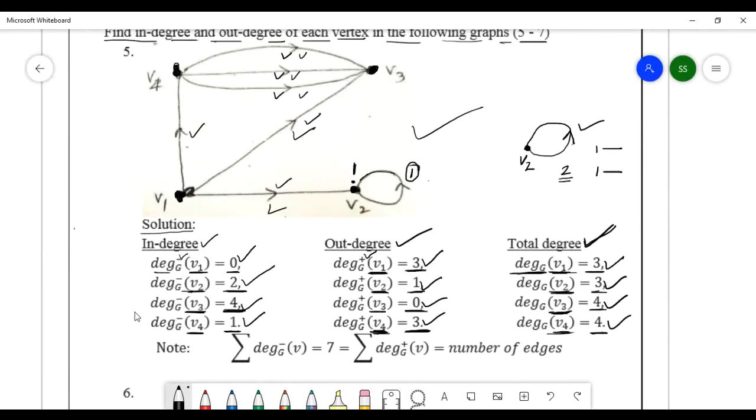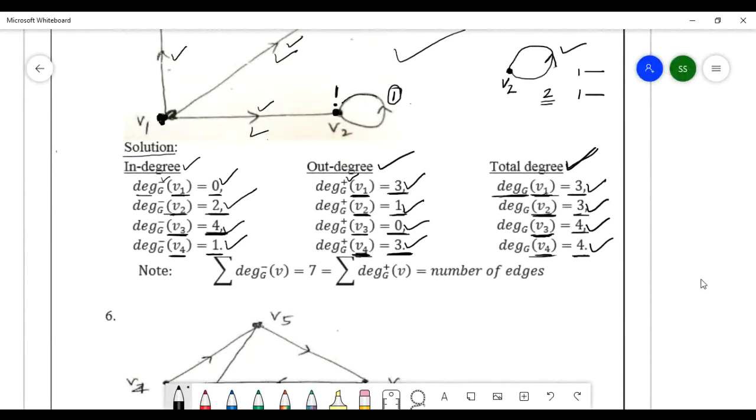Okay. Now this is the directed graph. So in a directed graph, we always have in degree and out degree. But if the graph is undirected, there is no in or out, you have to see only degree, like I told you in the last lecture.